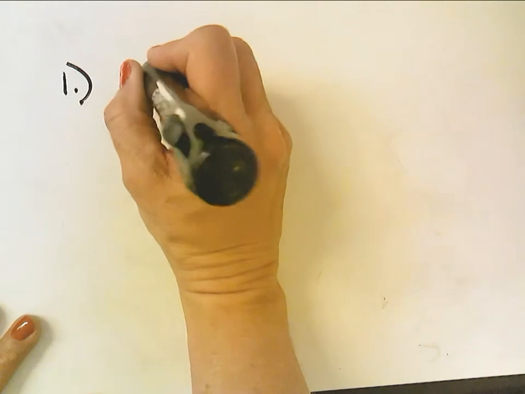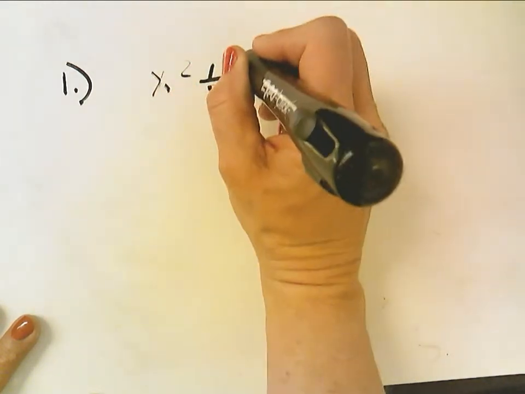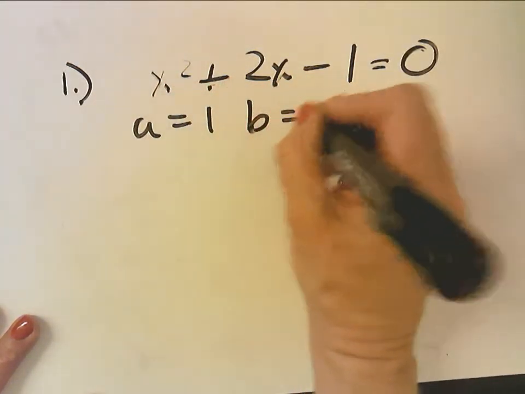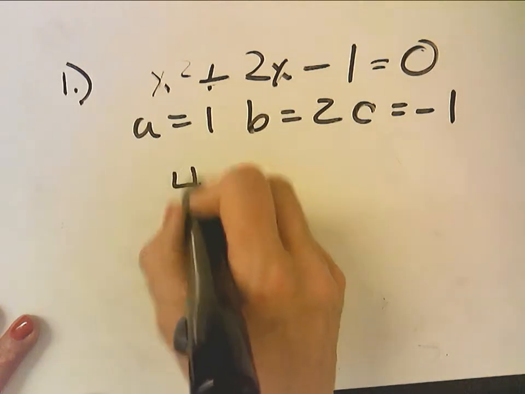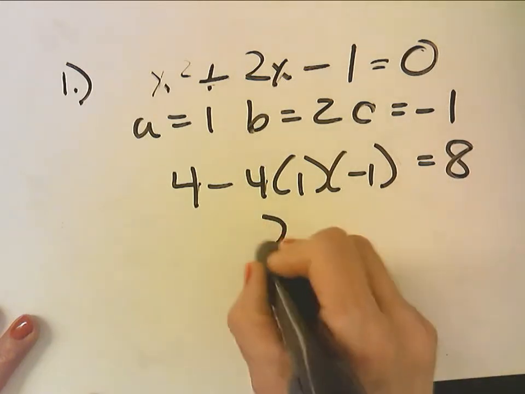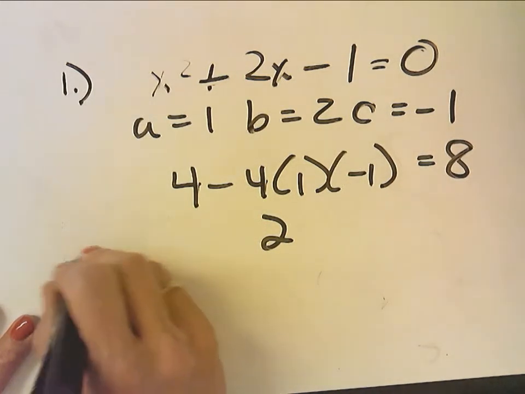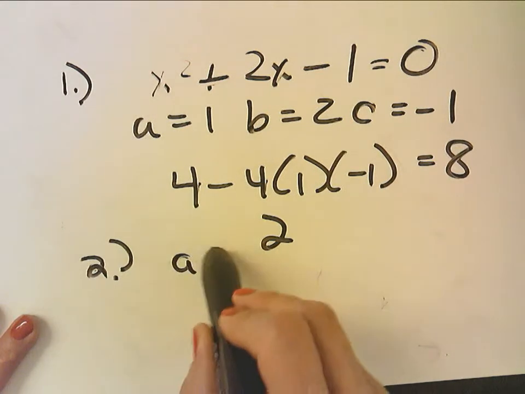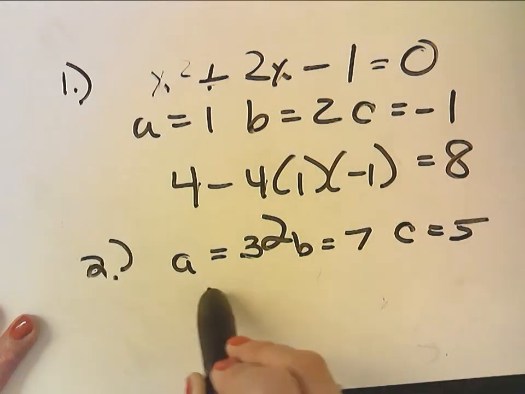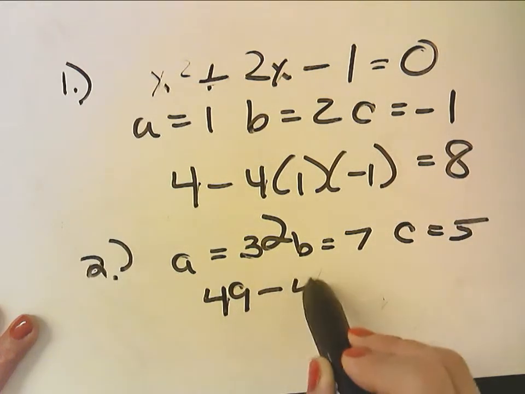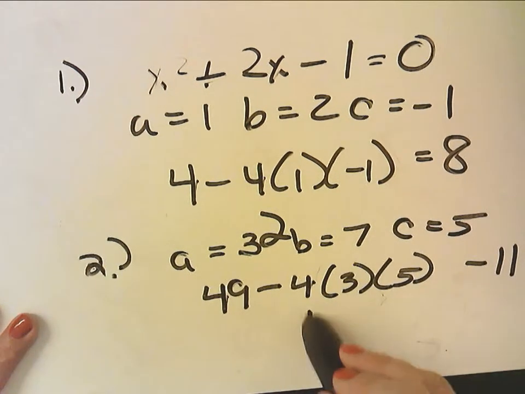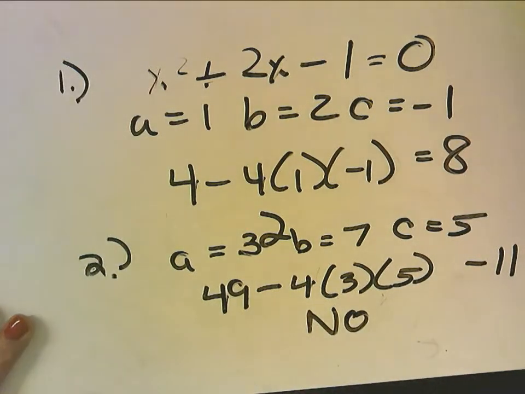Number 1. First I put it into standard form: x squared plus 2x minus 1 equals 0. So a equals 1, b equals 2, c equals negative 1. b squared minus 4ac is 8, so there's 2 solutions for number 1. For number 2, a equals 3, b equals 7, c equals 5. So b squared is 49 minus 4 times 3 times 5, which is negative 11, so there's no solution for number 2.